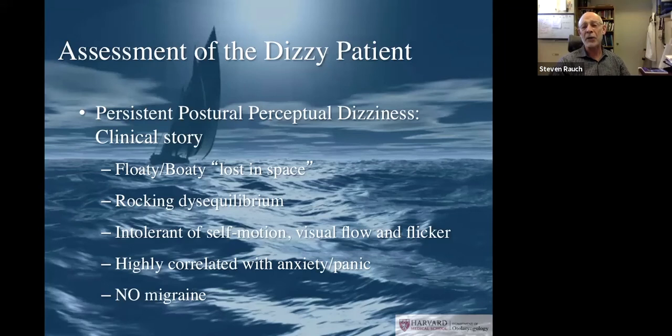They're very intolerant of self-motion or movement of the world around them. They can't tolerate escalators. They often have trouble riding in a car, at least if they're the passenger. They have a history of anxiety and panic. The story here sounds a lot like some of our migraineurs, but they don't have migraine. And in many instances, this patient's problem began with a, quote, real vestibulopathy. They had BPPV or they had a little neuritis, but that cleared away and they never quite got over it.